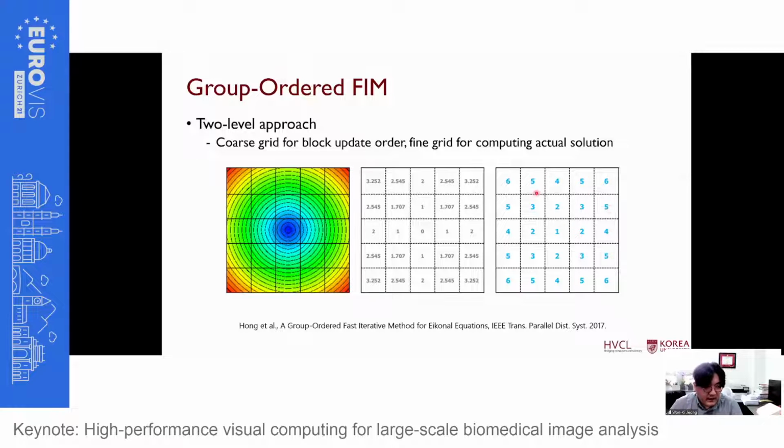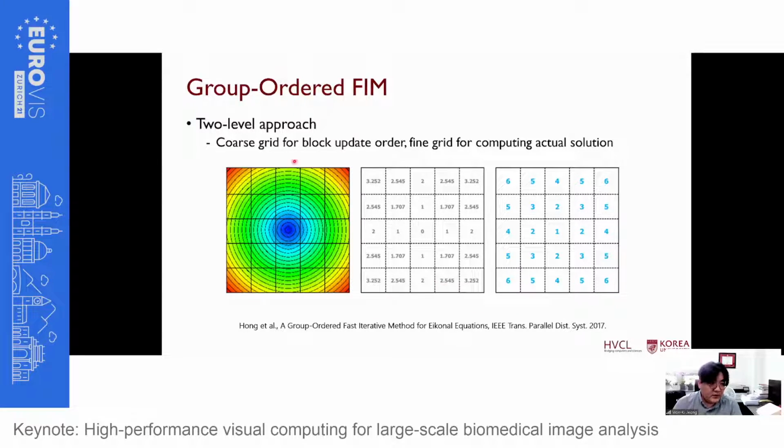So another idea that we developed was a so-called group ordered FIM. Here, the idea is that we are updating the block anyway. Maybe we can make a very coarse order depending on this block. If we compute the per pixel or per node distance, then this will be very expensive. But if we have a group of pixels like blocks, then the block distance can be computed very fast if we use a coarser grid. So the idea is that we have two different levels of computation.